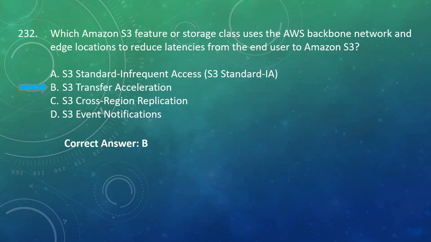It uses CloudFront Content Delivery Network to accelerate uploads to Amazon S3. It leverages Amazon CloudFront's globally distributed edge locations to reduce latency and increase transfer speeds. This feature is particularly useful for large object uploads and can improve the speed at which users can upload data to a S3 bucket.